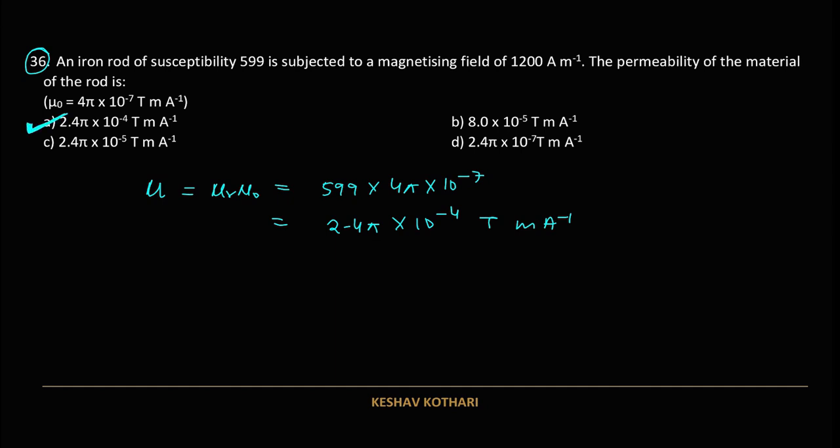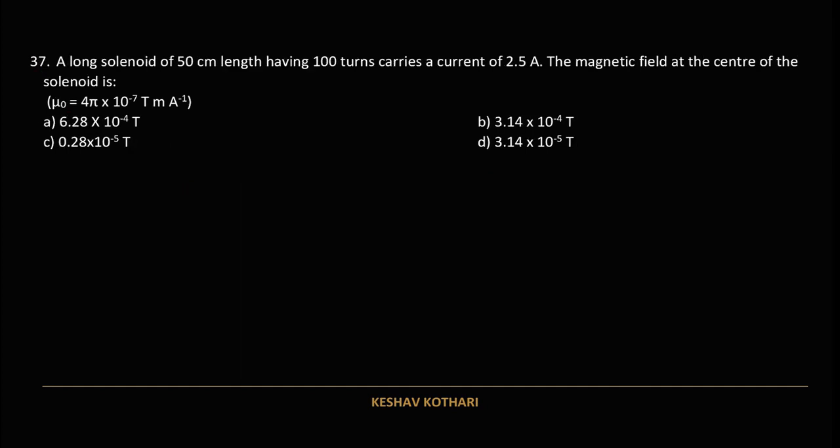Let us move to the next problem. A long solenoid of 50 centimeter length having 100 turns carries a current of 2.5 ampere. Then the magnetic field at the center of the solenoid is. It is given by the simple working formula mu naught n i, where n is turns per unit length. So 4 pi into 10 to the power minus 7, small n is turns per unit length, that is 100 upon length, that is 50 by 100 in meter, into the value of current, that is 2.5 ampere.